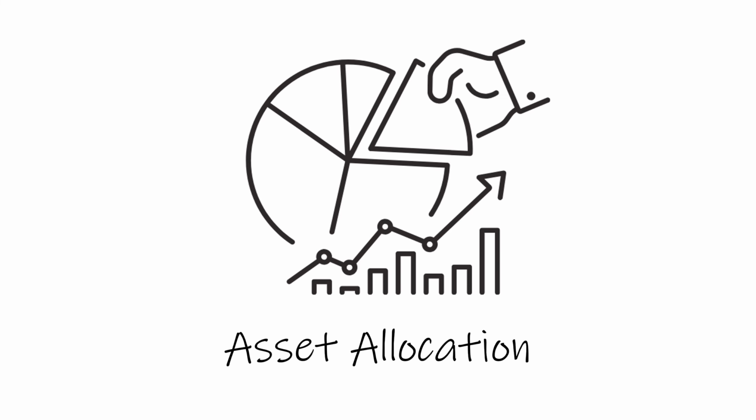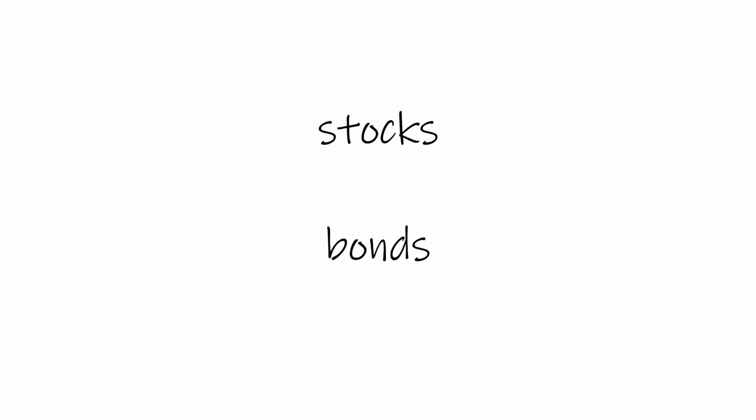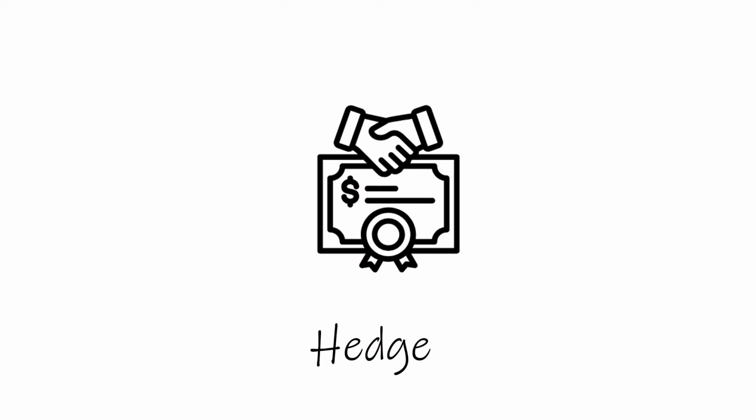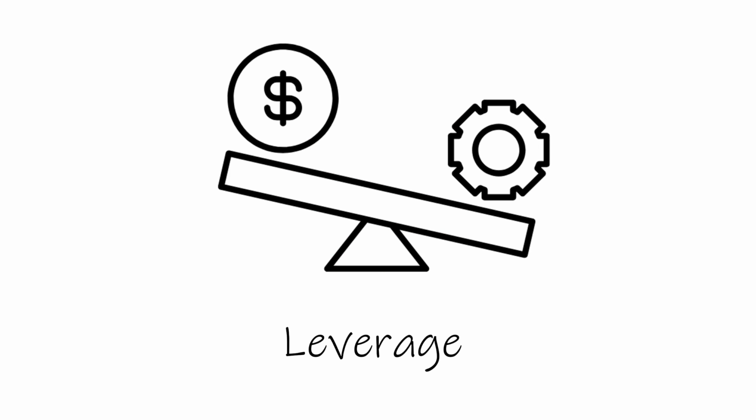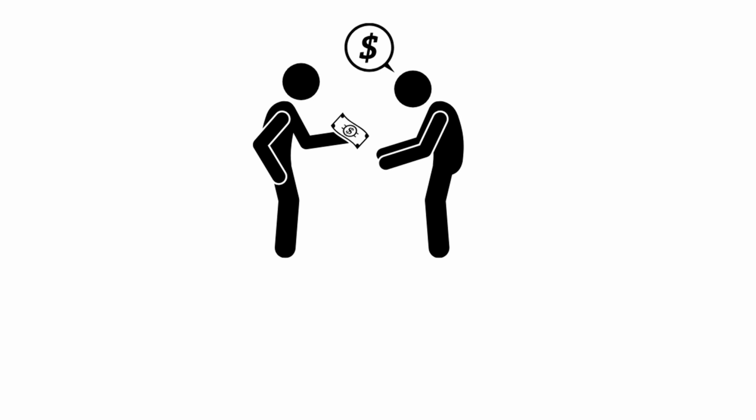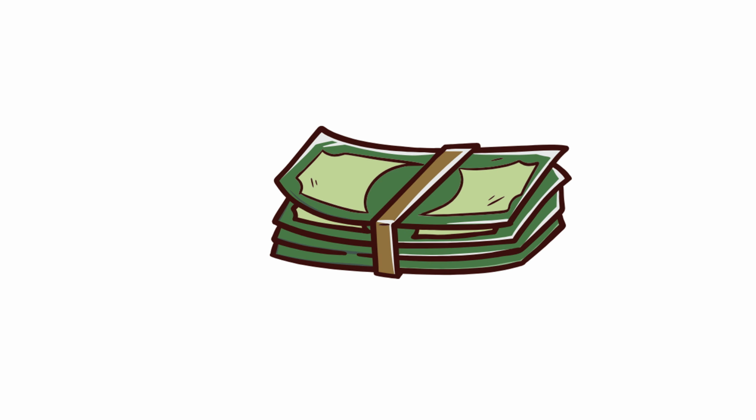Asset allocation. This is how you divide your money between different types of investments like stocks, bonds, and cash. Hedge. This is when you make one investment to protect yourself from losses in another investment. It's like insurance for your money. Leverage. This is when you borrow money to buy more stocks than you could afford with just your own money. It can make you more money, but also lose more money.